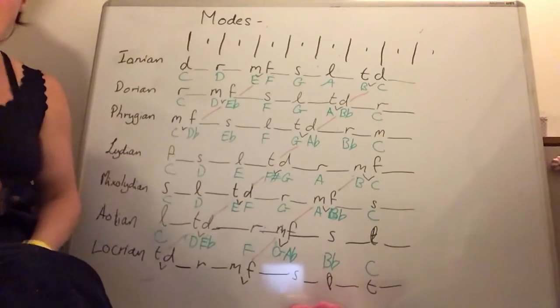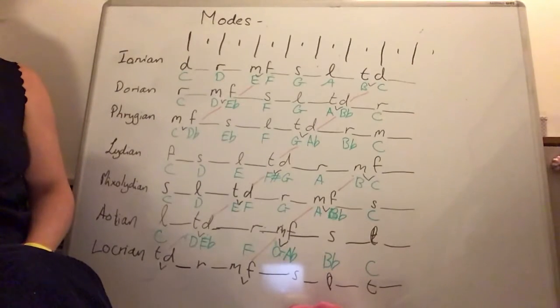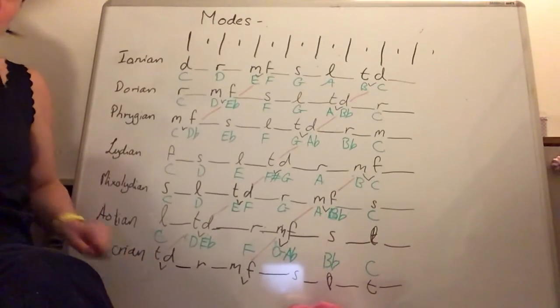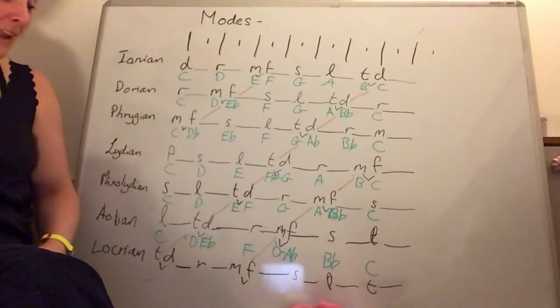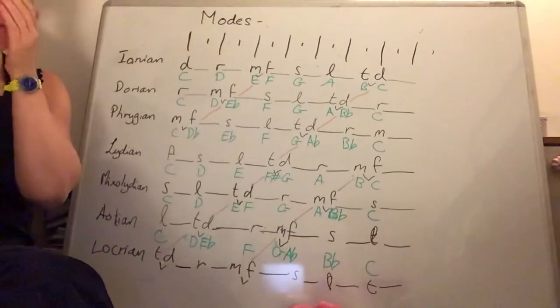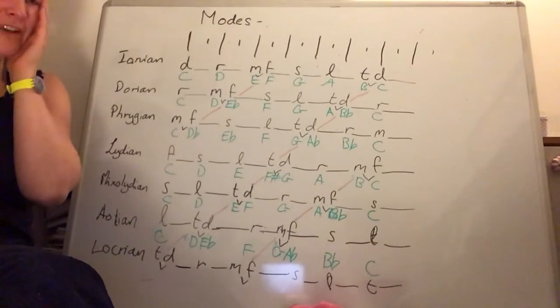Now, I haven't written in the note names for the last one, the Locrian, because you've got the patterns and you know how to work these things out. So I would like you to have a go at working out the Locrian one yourself. Okay, the answers are on the website that I am sending you a link to.